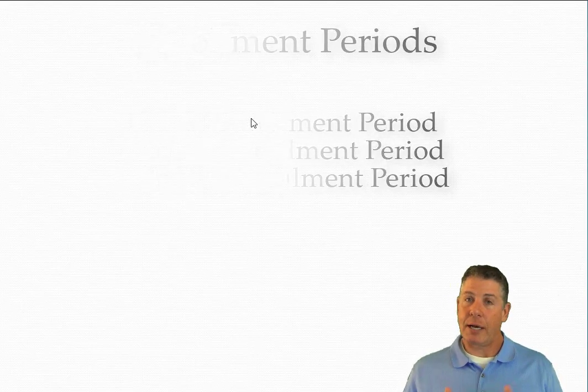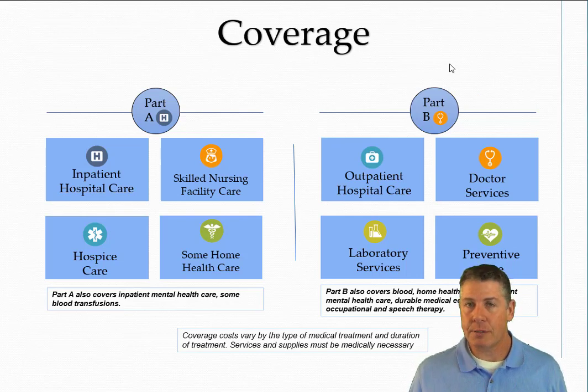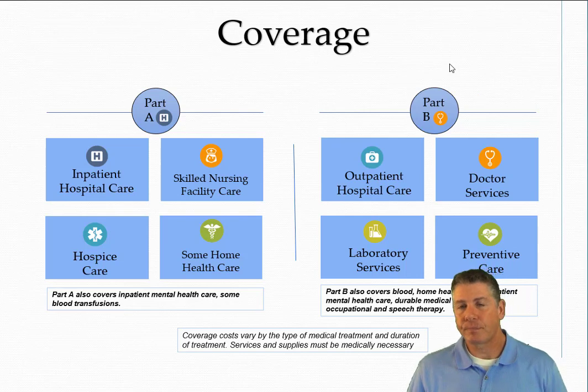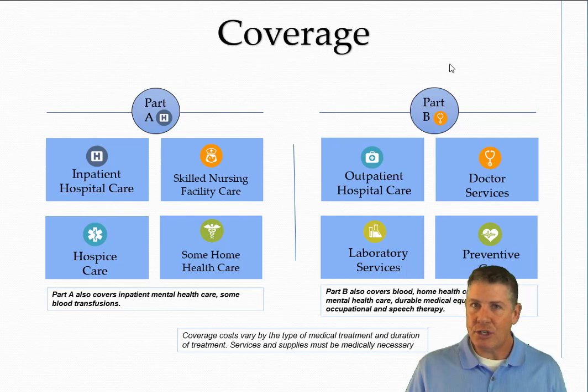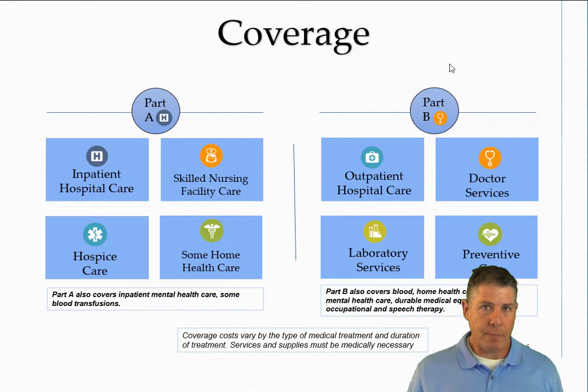And then we also talked about coverage. What is Part A coverage? It typically revolves around medical facilities like hospitals, inpatient hospital care, skilled nursing facilities, or hospice. Part B in general is medical services or medical supplies. So you have doctor services, laboratory work, preventative care, and durable medical equipment. That's Part A and B.